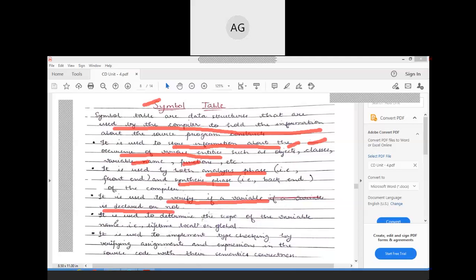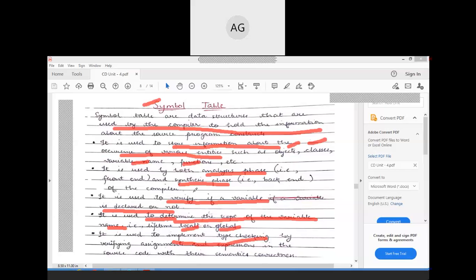It is used to determine the scope of the variable name, that is, whether its lifetime is local or global. It is used to implement type checking by verifying assignments and expressions in the source code for their semantic correctness. We already discussed this semantic analysis in unit 3.